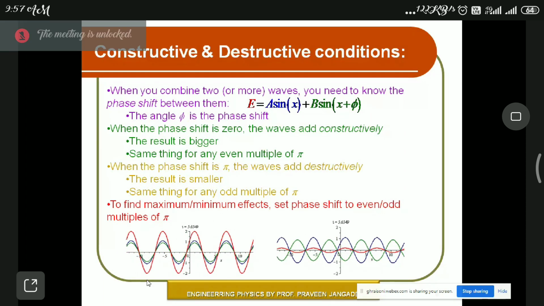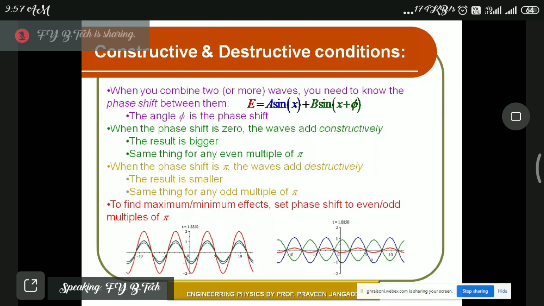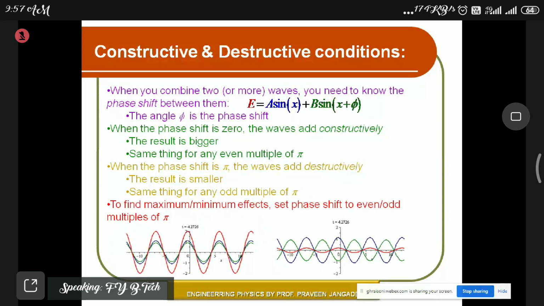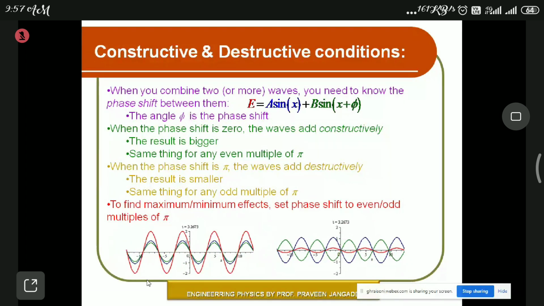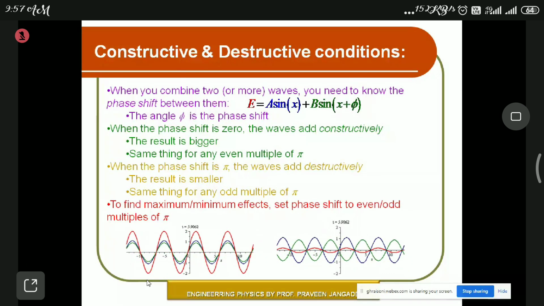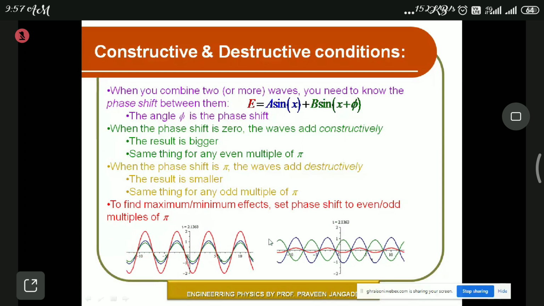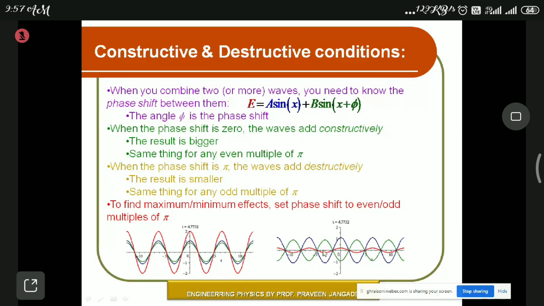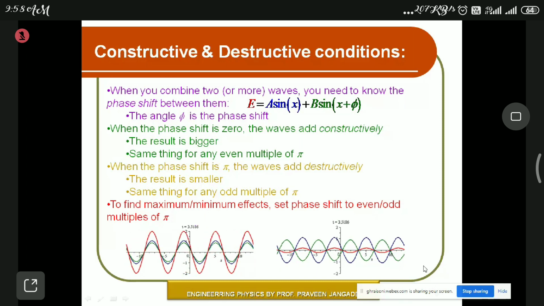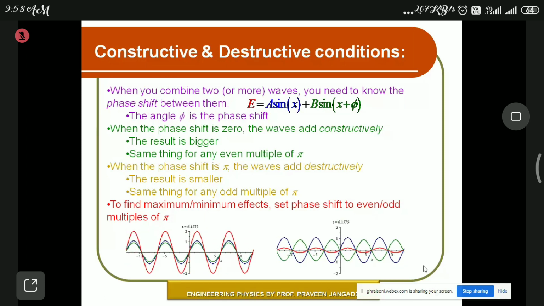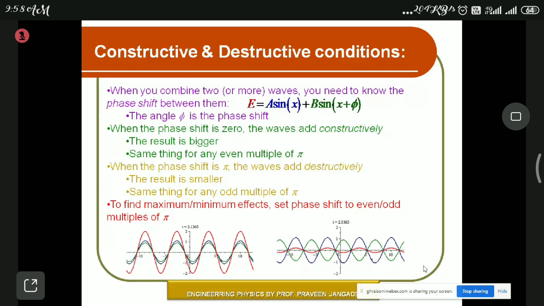Second is destructive, when the path difference is an odd integral multiple of half wavelength. In that case, you can expect the minimum intensity. Here the red line you can see comes with the minimum intensity. So this is one diagram that can give you an idea about constructive and destructive interference.